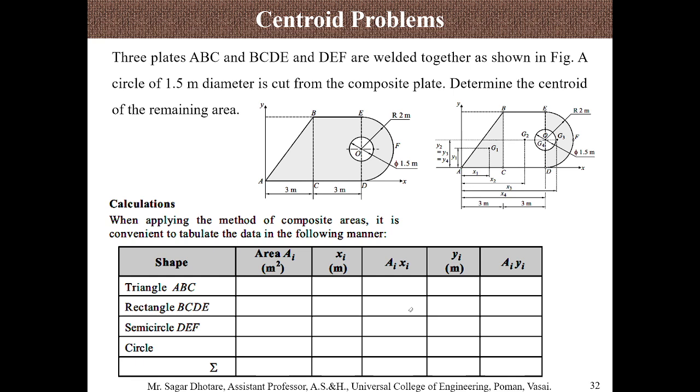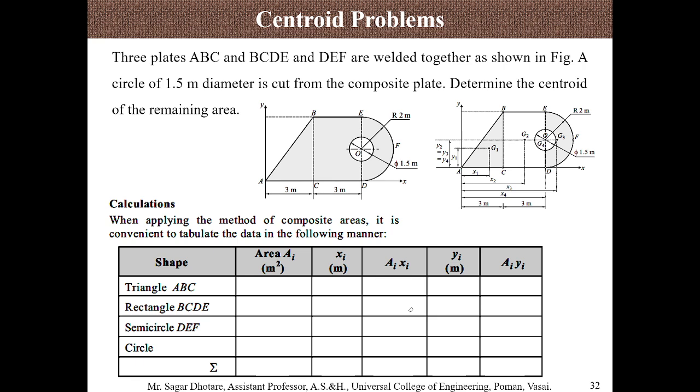Okay, now in previous problems we were calculating with the help of formulas, and I hope you are totally aware of the formulas, that is, to calculate the areas, to calculate the x coordinate and to calculate the y coordinate. Based on this, we have standardized this table for better, or easier, calculation.